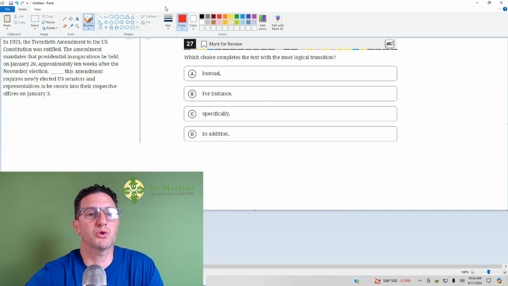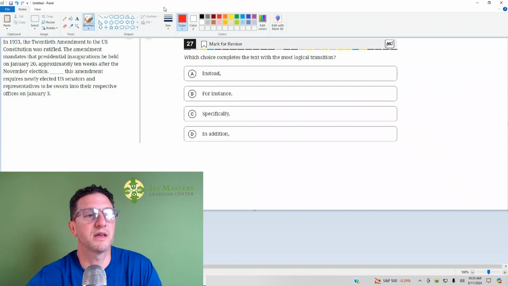Anyway, number 27 reads, which choice completes the text with the most logical transition? Whenever you see that question, you want to see what comes before and after the blank. Does it show similarity or difference? So we're going to do exactly that.